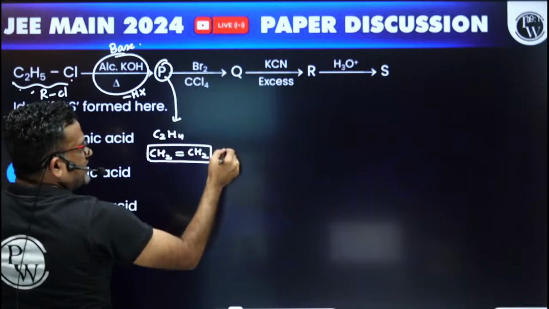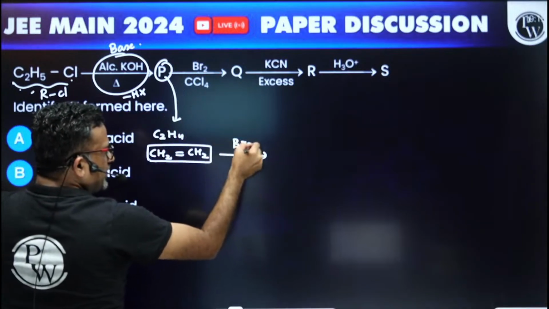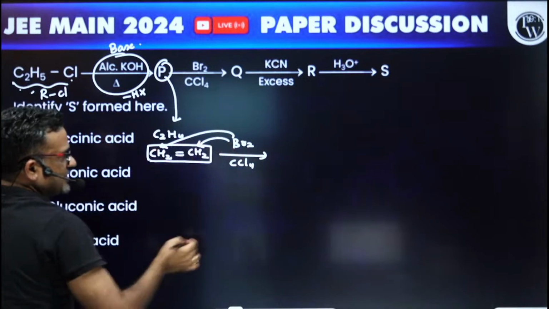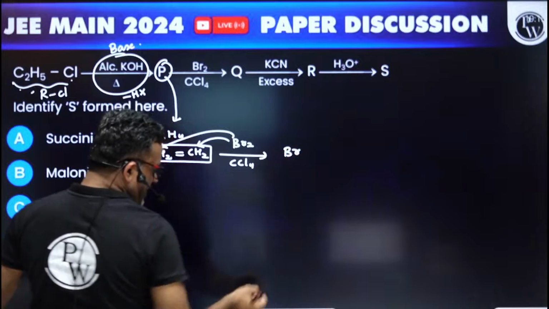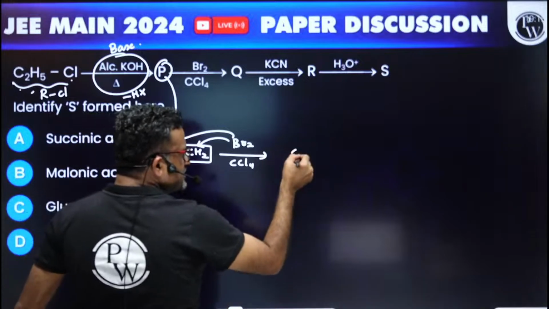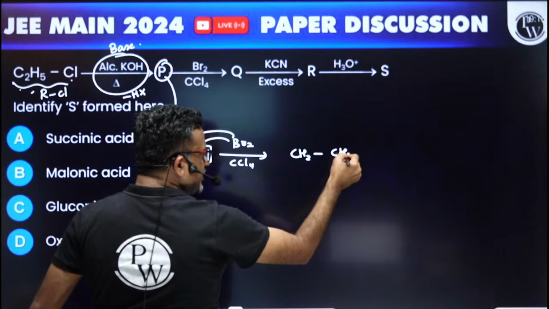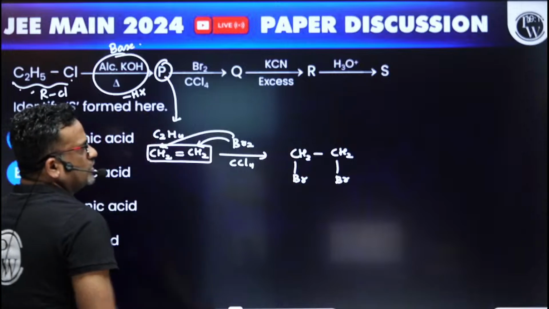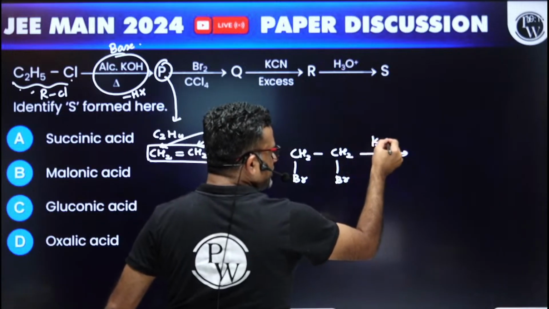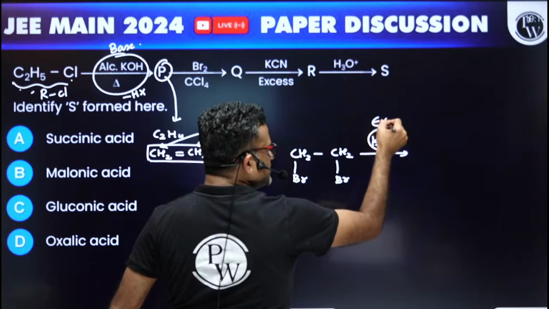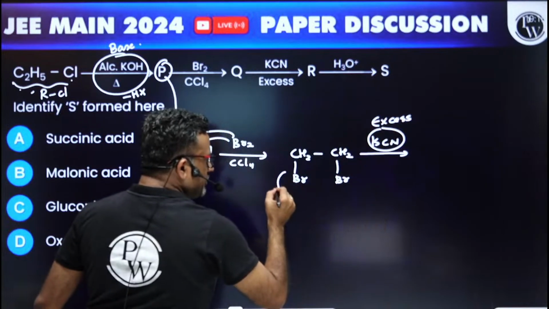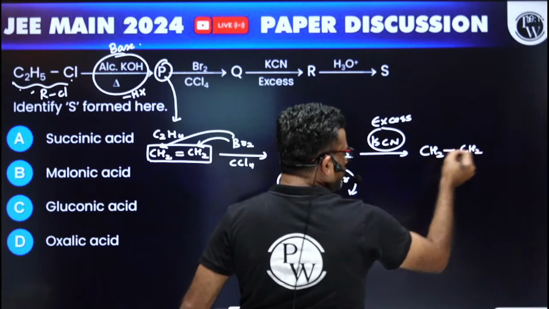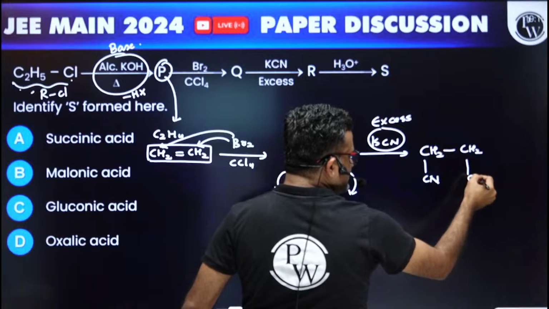And now with bromine in CCl4. What would happen? Your bromine would be added to this carbon as well as this carbon. So you would be having CH2Br, CH2Br. Yes or no? And now with excess of potassium cyanide, KCN, what would happen? Br would be replaced by cyanide, and you would be getting CH2CN, CH2CN.